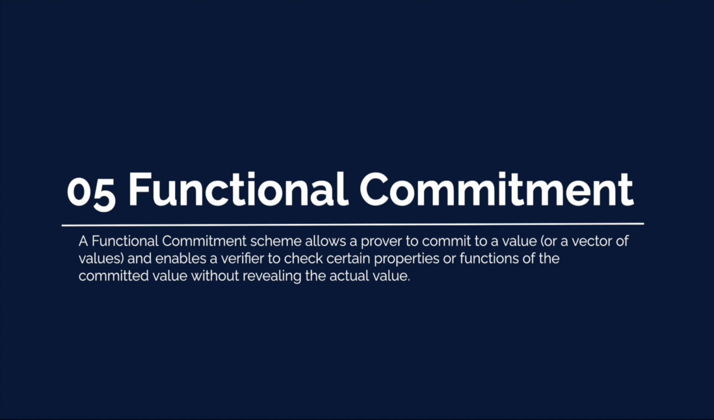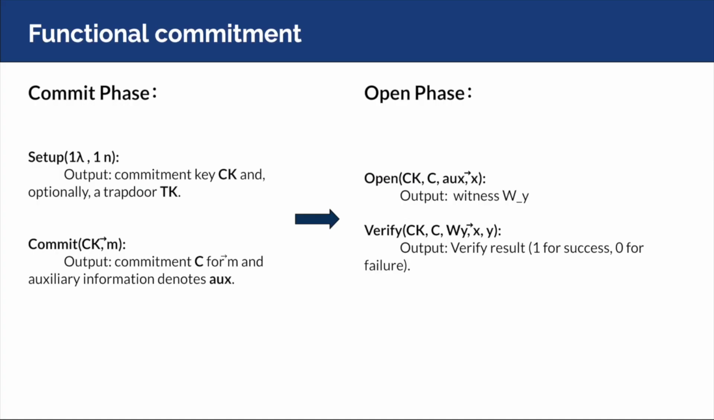Now we reach the functional commitment part. The term functional here refers to the scheme's ability to support the verification of certain functions or properties of a committed value. Like the polynomial commitment, functional commitment includes the commit and open phases. In the commit phase, the sender selects the value or a set of values to generate the commitment. For the open phase, the sender reveals the result of a certain function of the chosen values rather than the values themselves. In this way, the receiver can verify the result of the function without knowing the actual values.